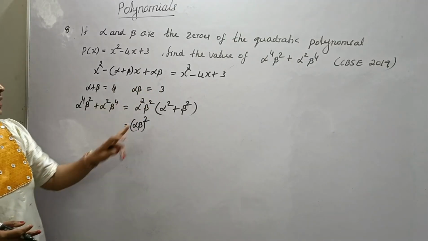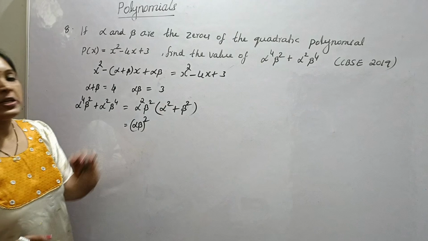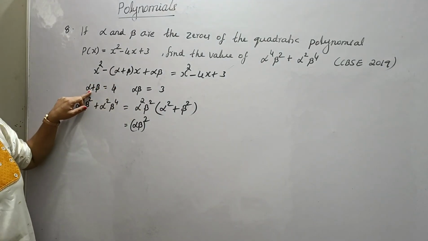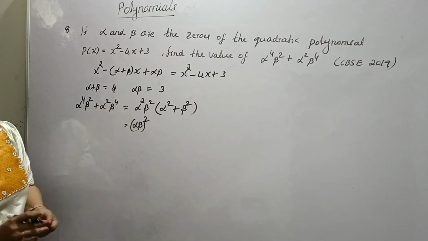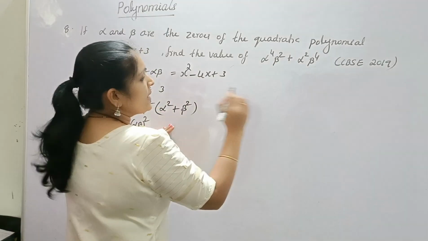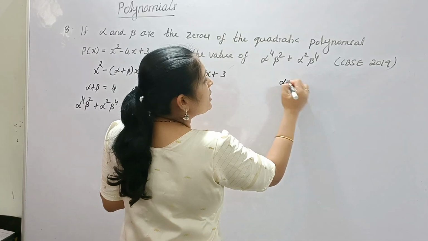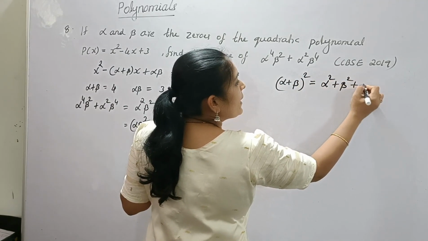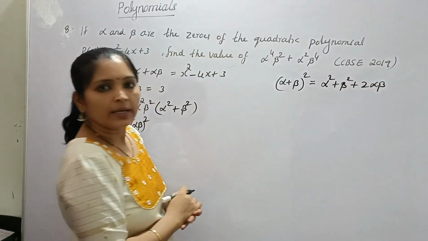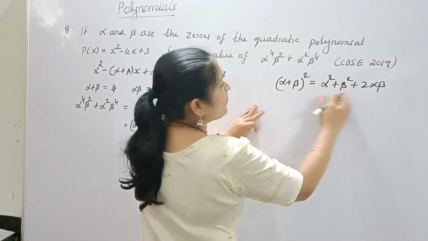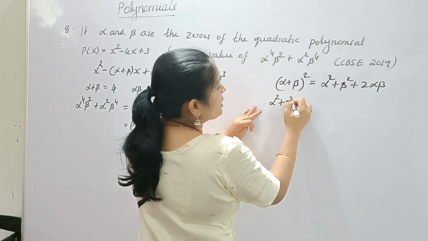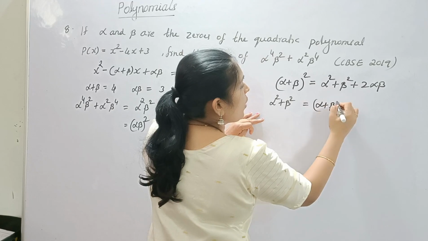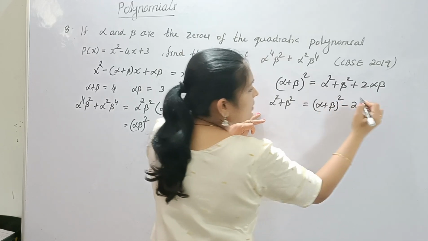Alpha into beta is 3. Now how to find alpha square plus beta square? We don't have alpha square plus beta square, right? We have only alpha plus beta and alpha into beta. We know that alpha plus beta whole square is equal to alpha square plus beta square plus 2 alpha into beta. So alpha square plus beta square is equal to alpha plus beta whole square minus 2 alpha beta.